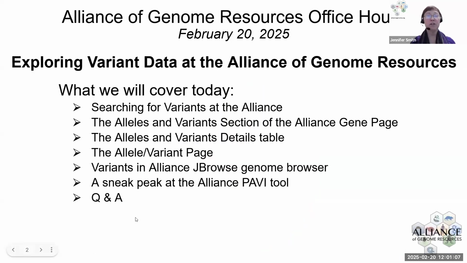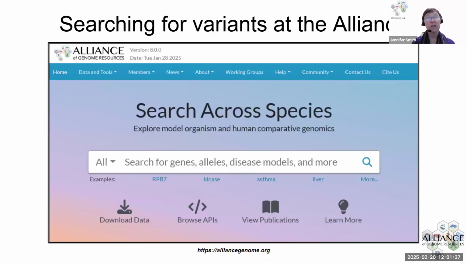So today we're going to cover searching for variants at the Alliance, the alleles and variants section of the Alliance gene page, the alleles and variants details table, the allele variant page that gives more information about an allele or a variant, and then take a look at variants in the Alliance JBrowse genome browser, and we'll give you a sneak peek at the Alliance PAVI tool, and then we'll have a little bit of time for questions and answers.